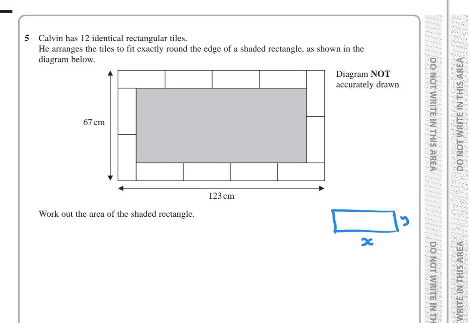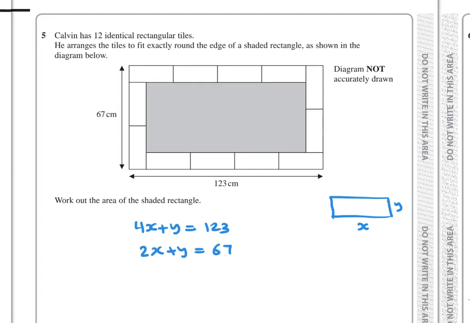Now from the geometric shape, this length is 123 centimeters. So x plus x plus x plus x, so 4x plus y equals 123. And 2x plus y equals 67. Now we can solve them simultaneously to find x and y.